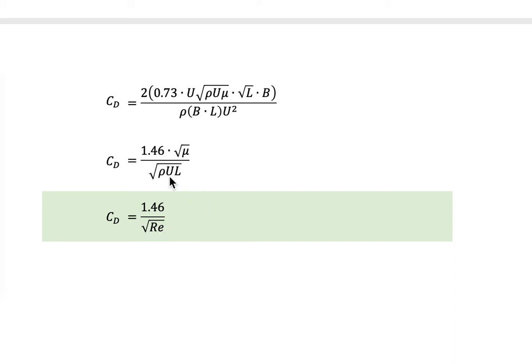Because we are calculating a flat plate, instead of using rho u x, we use rho u L, where L is the length of our plate. Normally, we could say that 0 is the origin of our plate and L is the maximum length of our flat plate.